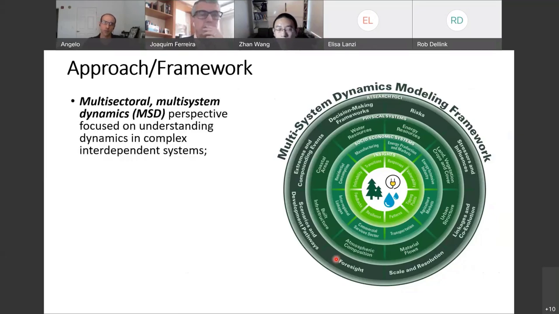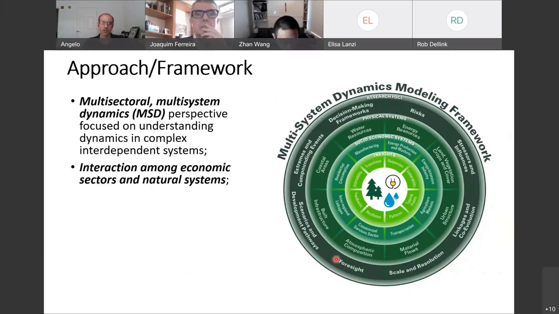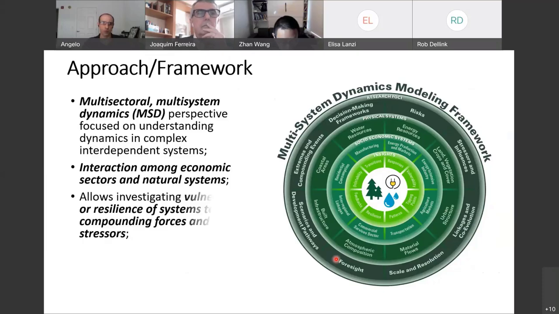So this multi-system dynamics approach gets the perspective of complex interdependent systems from the natural and from the human side. And the interaction of those natural systems could lead to vulnerabilities or to resilience that we don't know yet, because we haven't combined enough information and modeling from those different fields, right? So we are not going to tackle all that is in this multi-system dynamic modeling framework.